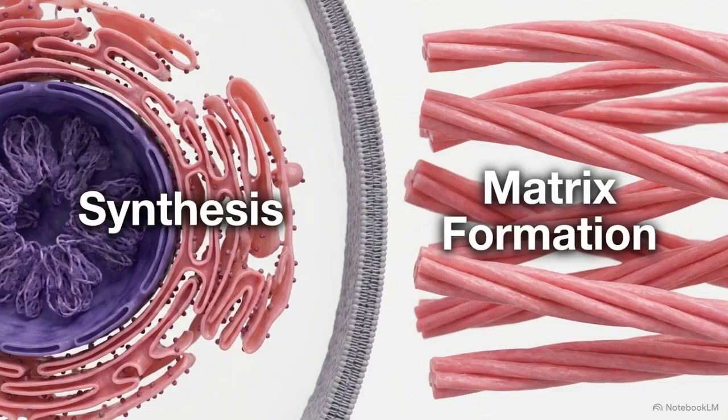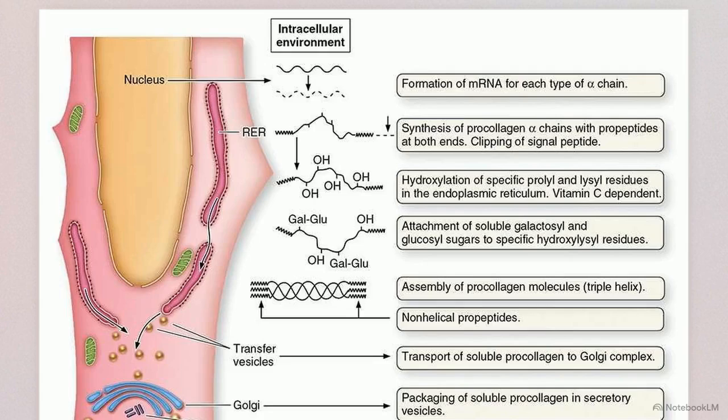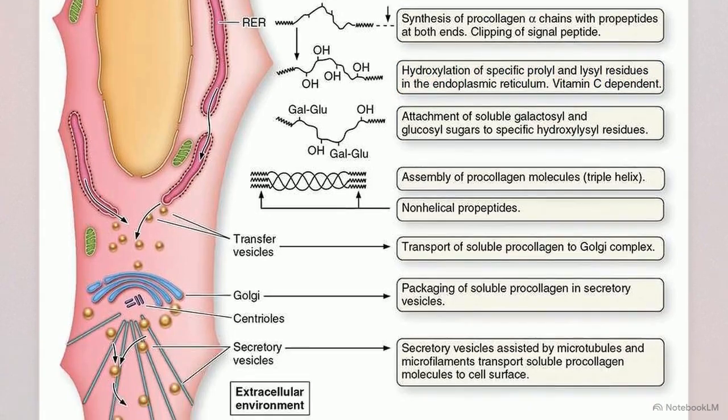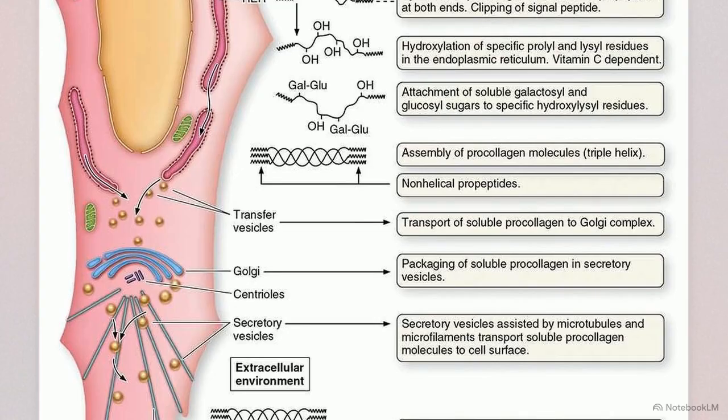Collagen synthesis is a rigorous multi-stage assembly line split across two environments, the intracellular factory and the extracellular assembly zone. This schematic maps the entire pathway. The process begins inside the cell, where mRNA is translated into pro-collagen alpha chains in the rough endoplasmic reticulum. Moving down, specific residues undergo hydroxylation, an enzymatic reaction requiring vitamin C as a cofactor. Next, select hydroxylysine residues are glycosylated. Three alpha chains are aligned and stabilized into a tightly wound triple helix before being packaged into transfer vesicles.